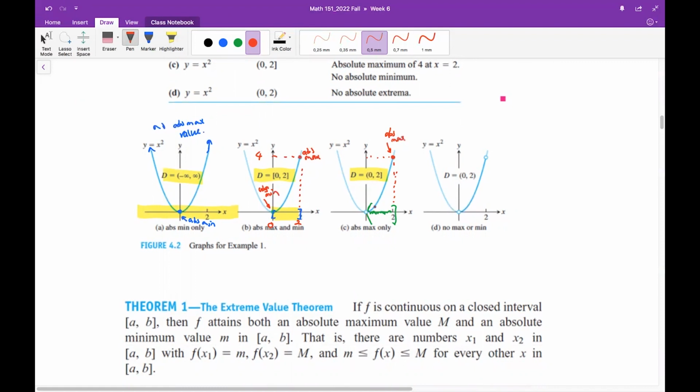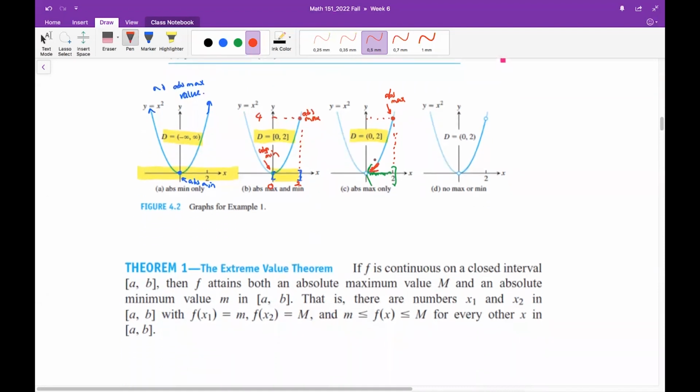And search for the absolute minimum value. The graph is getting smaller and smaller towards 0, but is it attained? Is the absolute minimum value attained? Since 0 is not included in the interval, we see that the absolute minimum value is not attained, okay? That's why there is no absolute min, because there is a hole there.